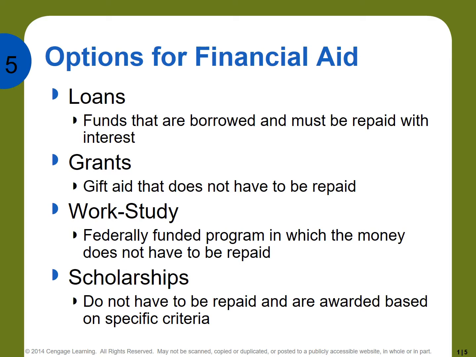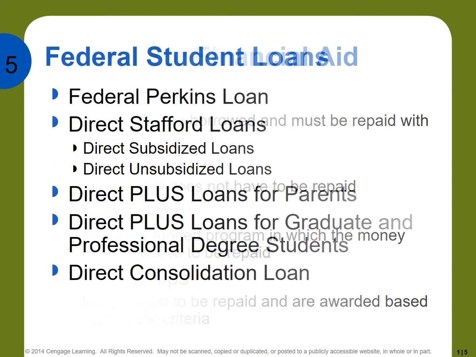The options for financial aid that we just discussed are more clearly: loans are funds that are borrowed and must be repaid with interest. Grants are a gift aid that does not have to be repaid. Work study is a federally funded program in which the money does not have to be repaid, and usually you work 30 hours a week and get paid for those 30 hours a week that you're working, and that usually is also on campus. And then scholarships that do not have to be repaid and are usually awarded on specific criteria.